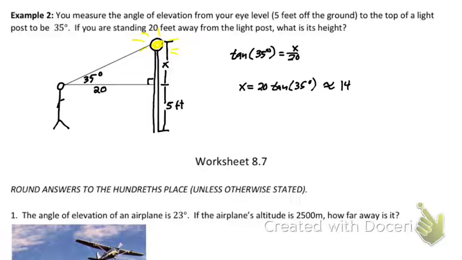Is that the height of the light post? No. What's the height of the light post? 19, because we have to add that 5 into it. So it's going to be 19. 19 feet is going to be our answer. That is that whole height.